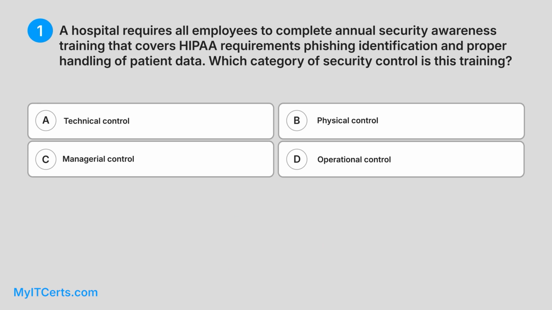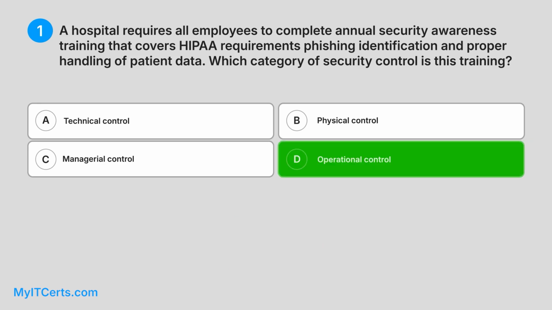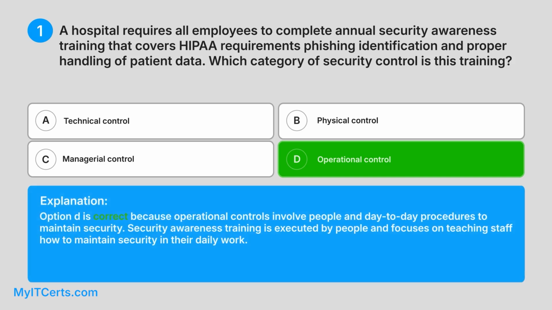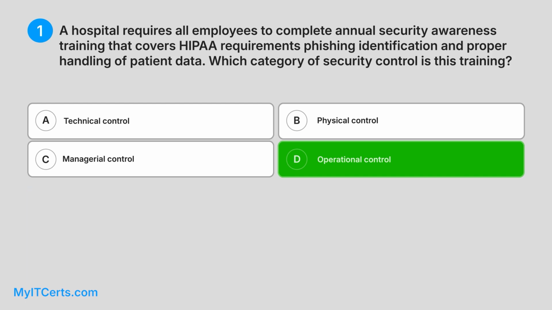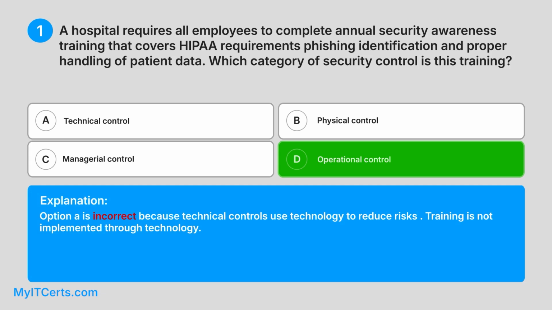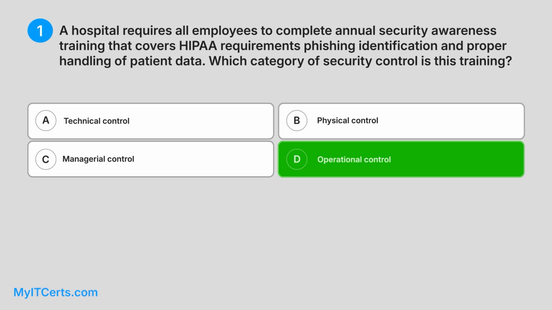Correct answer. D. Operational control. Explanation. Option D is correct because operational controls involve people and day-to-day procedures to maintain security. Security awareness training is executed by people and focuses on teaching staff how to maintain security in their daily work. Option A is incorrect because technical controls use technology to reduce risks. Training is not implemented through technology.